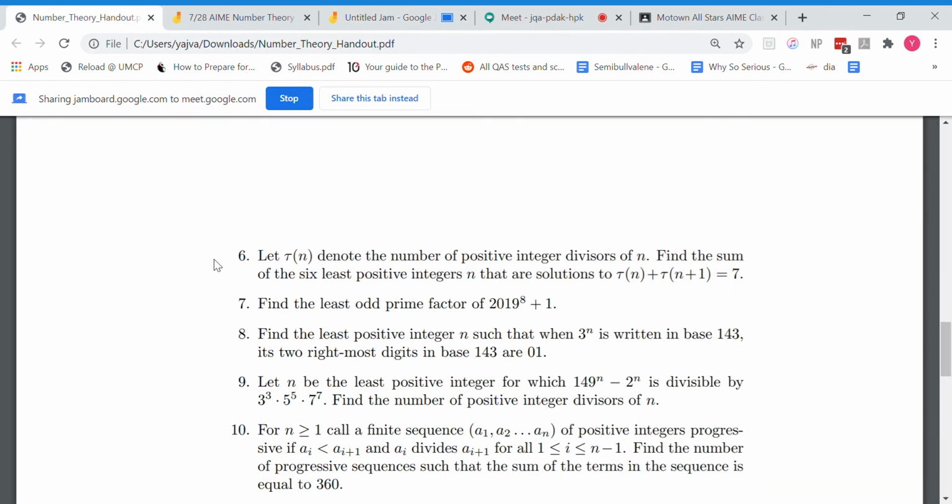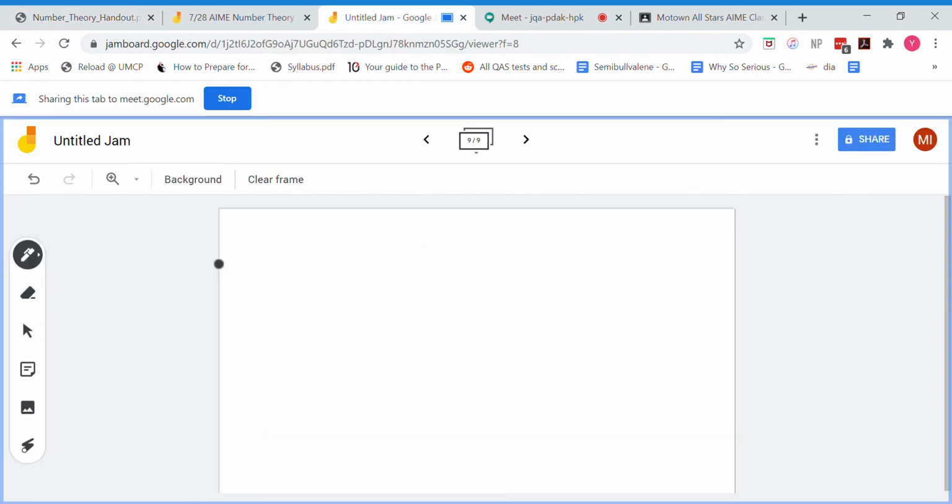So let tau of n denote the number of positive integer divisors of n. Find the sum of the 6 least positive integers that are the solutions to tau of n plus tau of n plus 1 equals 7. This is the number of divisors of n. Okay.